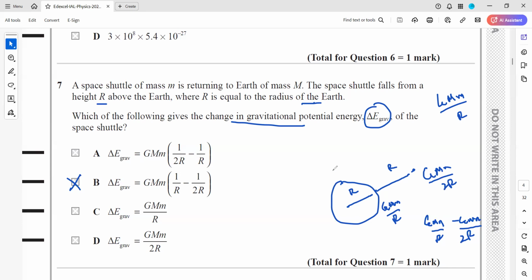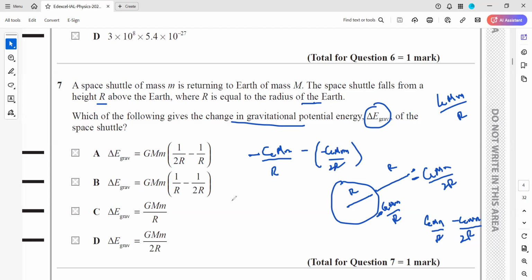And the formula, it will match with option A. Why will it match with option A? Because the sign is a negative sign. Here, the potential at this point is minus GMEm over 2R, and this is also minus GMEm over R. So when we subtract them, we put minus GMEm over R minus minus GMEm over 2R.